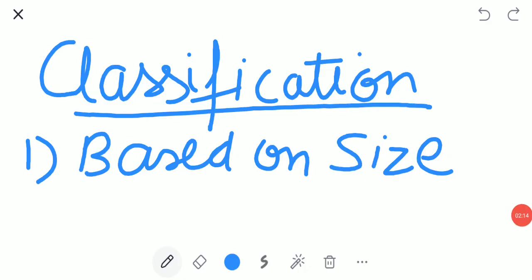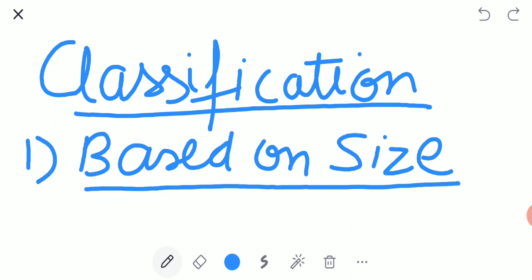Now we will discuss the classification of orifices. Orifices are basically classified on different criteria like shape, nature of discharge, shape of upstream edge, and size. First of all, we study the classification based on size.